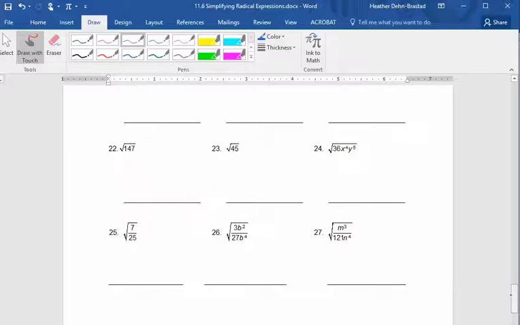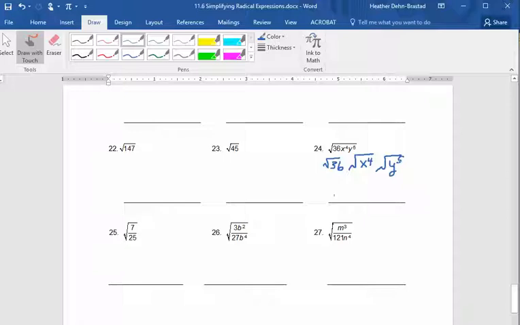We'll do one more. Let's do number 24. So I'm going to put the square root of 36 by itself. Now, this is a perfect square. You should recognize that 6 times 6 is equal to 36, so there's no reason to write that as two factors. Then I'm going to put the x to the 4th underneath its own radical, and I'll put the y to the 5th under its own radical. And then I'll start simplifying.